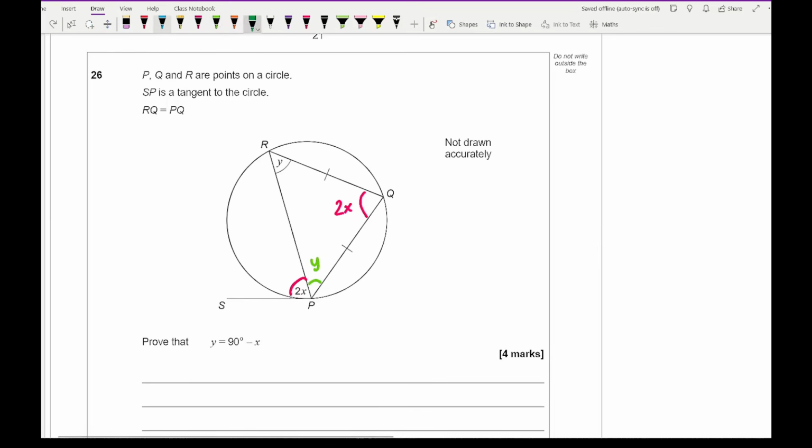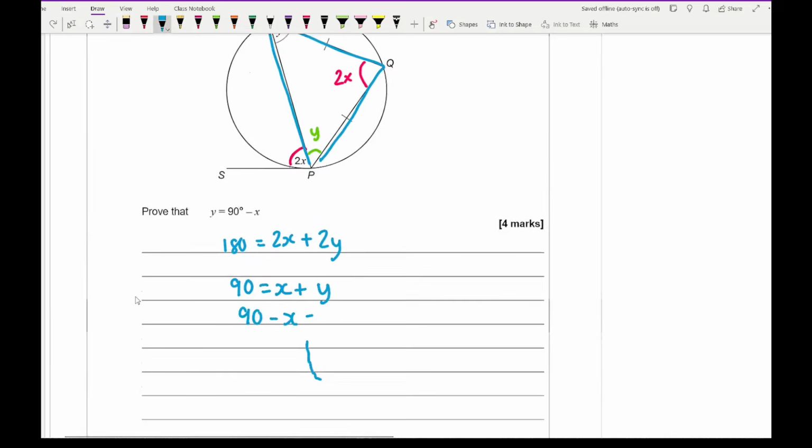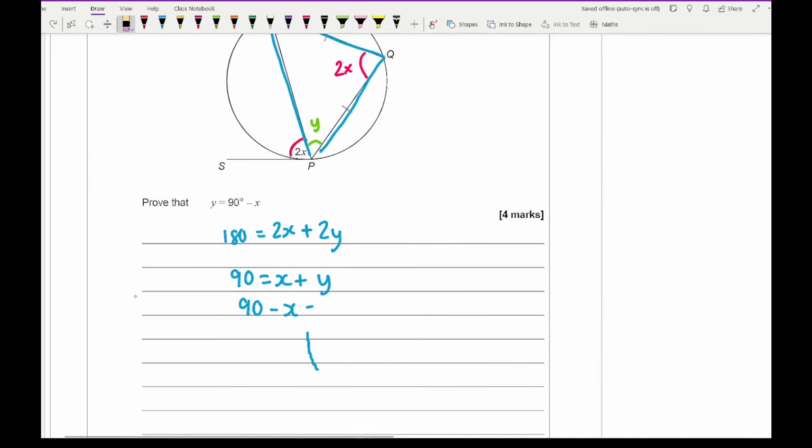So then if I take that triangle, I know that all angles inside a triangle add up to 180. So I've got 180 equals 2x plus 2y. And then simplifying that, I get 90 equals x plus y. So then taking the x over, I get 90 minus x equals y, which is what they wanted me to show.